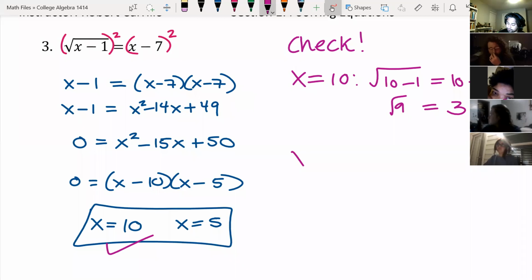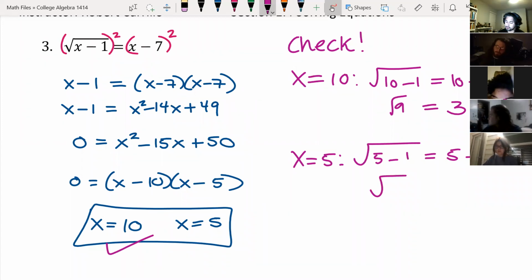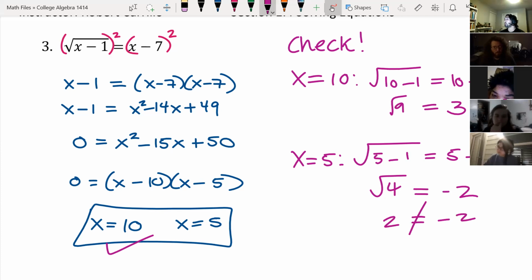Now let's try 5. Square root of 5 minus 1 equal to 5 minus 7. This will give you the square root of 4 equal to negative 2. Does the square root of 4 equal negative 2? Another way to put it is, should a negative number ever come out of a square root? No. So we know that this would be 2 equals negative 2, which is not true, which means that x equals 5 does not work.